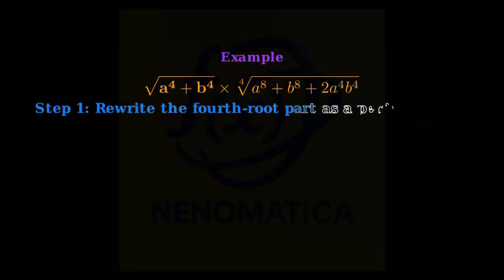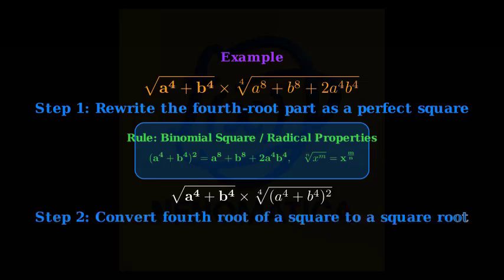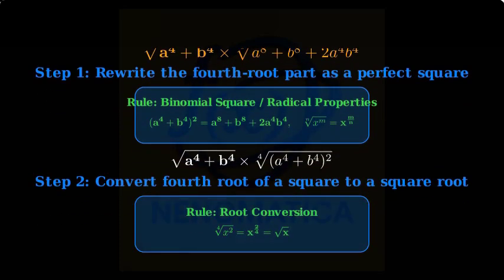Step 1. Recognize a perfect square under the 4th root. We rewrite a to the 8 plus b to the 8 plus 2a to the 4b to the 4 as the square of a to the 4 plus b to the 4. Step 2. Convert the 4th root of a square into a square root of the base.